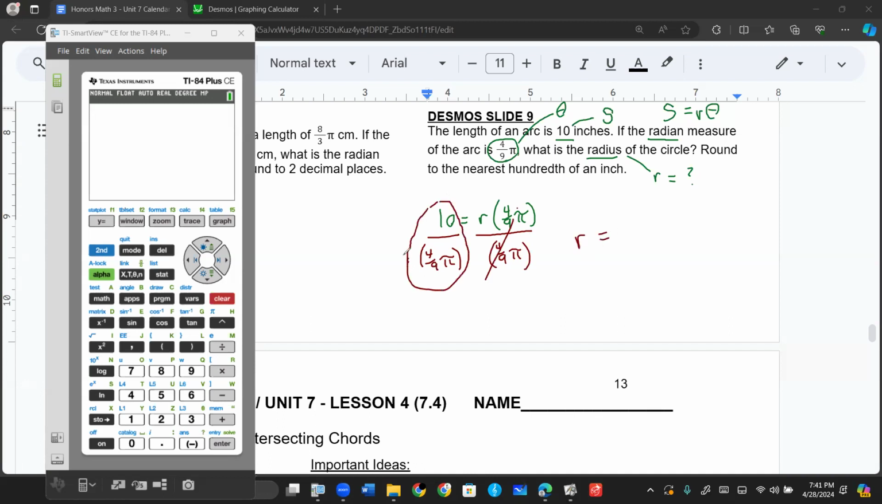So let's key that in, and it says round to the nearest 100th of an inch. So 10 divided by, parentheses, 4/9 times pi. And so that radius is going to be about 7.16. And since our units are in inches, we'll leave that in inches.